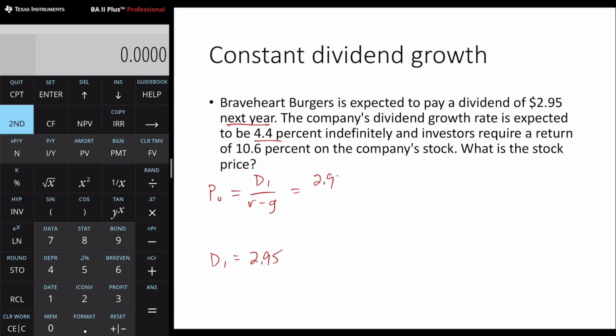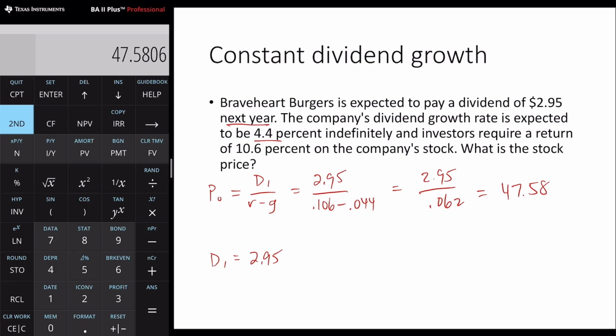So $2.95 divided by R minus G, which is 0.106 minus 0.044. 0.106 minus 0.044 is 0.062, so we have $2.95 divided by 0.062, and that gives us $47.58. And that's our answer.